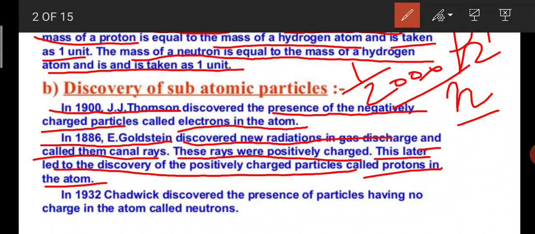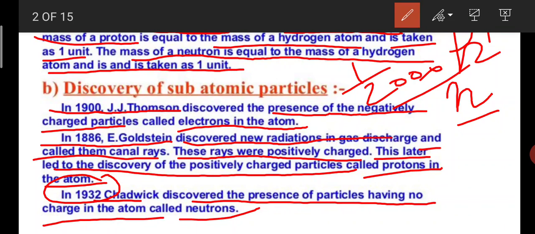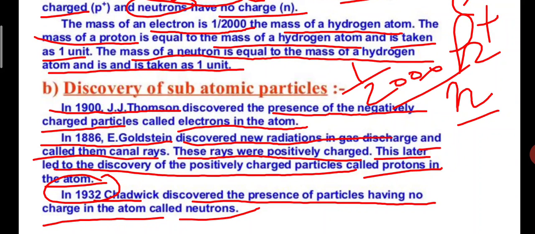And next is the neutron. The neutron was discovered by Chadwick in 1932, and Chadwick discovered the presence of particles having no charge in the atom, called neutrons. So students, the electron was discovered by J.J. Thomson, the proton by E. Goldstein, and the neutron by Chadwick. J.J. Thomson discovered the electron in 1900.